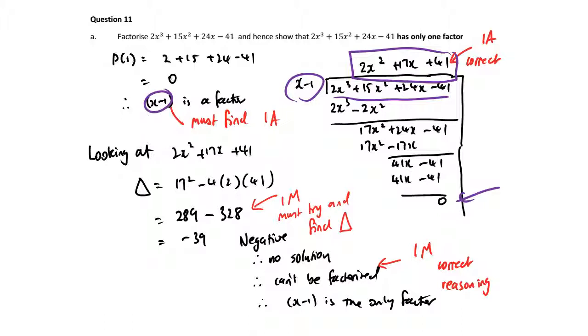Now, we need to show that there's only one factor. So we need to show that this can't be factorized. Now, because it's a quadratic, we can show that it can't be factorized using the discriminant. So if we use the discriminant, we get b squared minus 4ac, and we work out that that's equal to negative 39. Importantly, that's a negative number. If it's a negative number, we can't factorize this over the set of real numbers. So there's no solution to that part of the equation. It can't be factorized. That's the important thing. If it can't be factorized, we now know that x minus 1 is the only factor. Okay, all good.